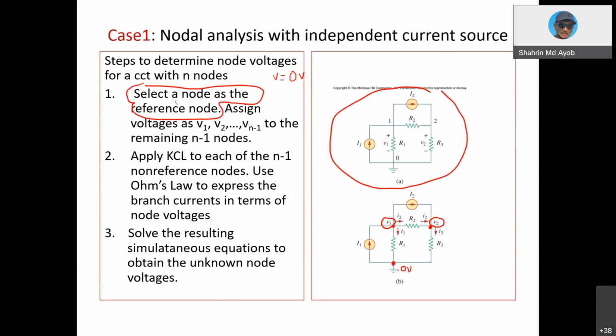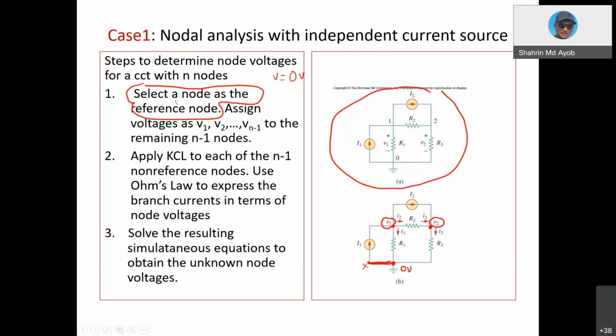Because as you can see in this circuit, only 2 nodes are actually available. There are no other nodes here. This is not considered a node, because it's actually the same 0 voltage here. This is not a node. Also here, this is not a node. So V1 and V2 only are the two nodes available inside the circuit. So we have V1 and V2.